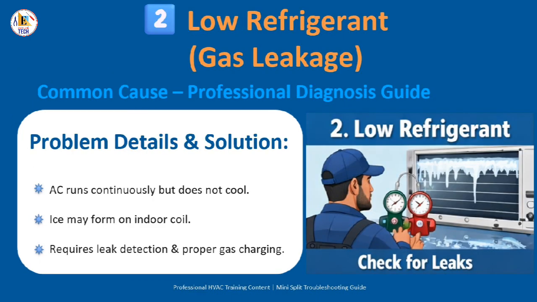2. Low refrigerant, gas leakage. What happens? Refrigerant is the cooling substance inside your AC. If there is a gas leak, the system cannot absorb or release heat properly. What you notice? AC runs continuously. No proper cooling. Ice forming on indoor coil. Higher electricity bills. Professional fix. Leak detection, vacuuming, and proper gas charging. Never just top up without finding the leak.